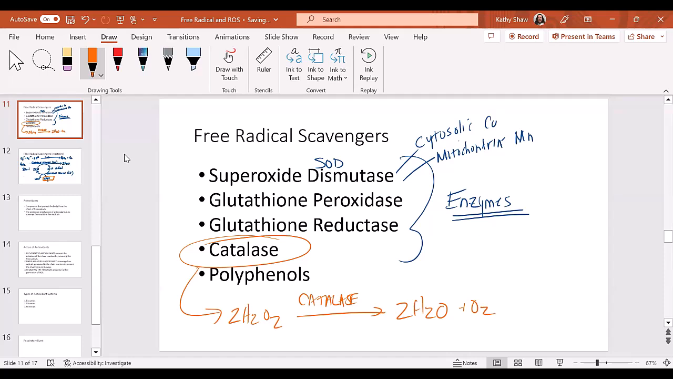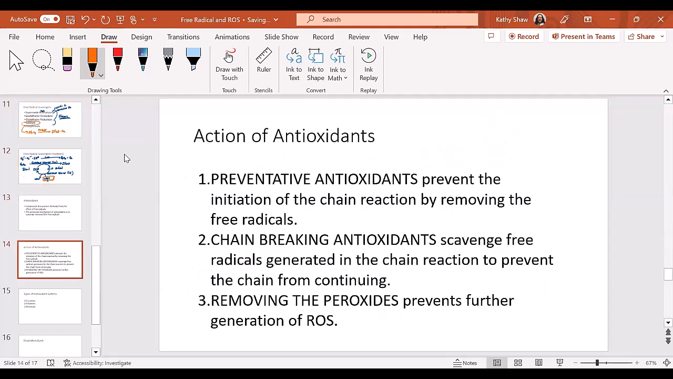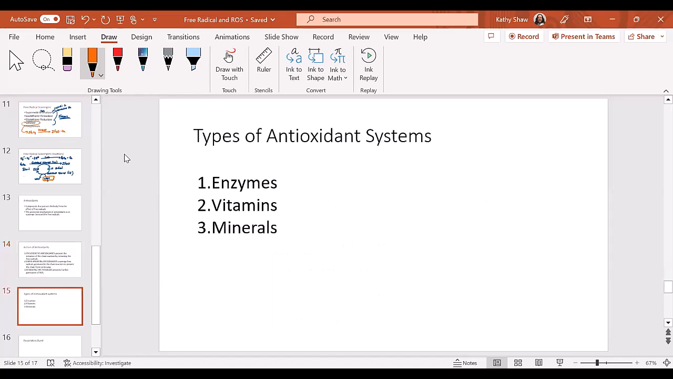Okay, so let's go back to our antioxidants then. We have different actions, different types of antioxidants, and they might be preventative. They might prevent the chain reaction, and we'll talk about a chain reaction shortly. They might prevent a chain reaction from starting, so we don't get the free radicals, we don't start the chain. We might break the chain, scavenge them up to prevent the chain from continuing. We could also remove the peroxides. So three different ways of getting rid of them.